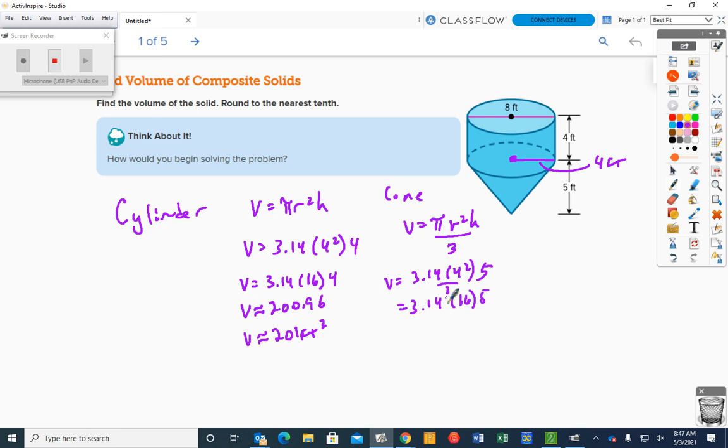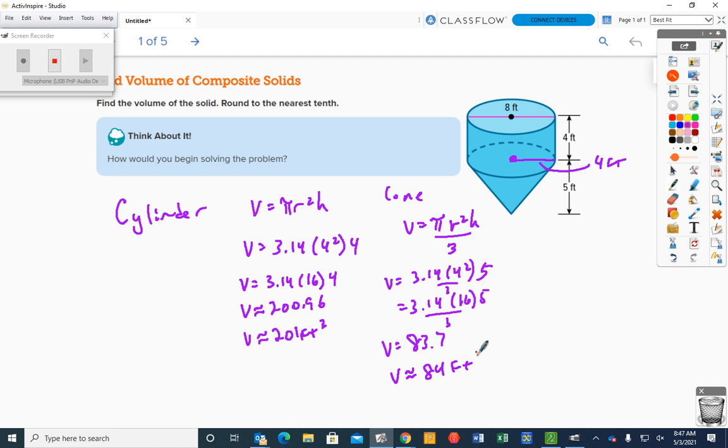And all of that's going to be divided by 3. So let's do that real quick. Okay, we'll do 3.14 times 16 times 5, and that is 251.2, and we divide that by 3, and what do we get? 83.7. And let's go ahead. Remember, we're going to work with whole numbers here because those are easier. So the volume is about 84 what?